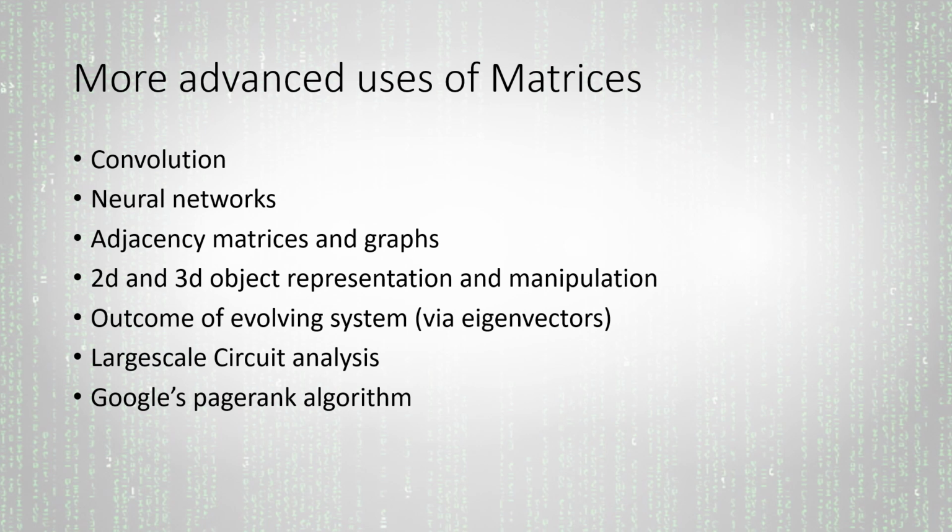Adjacency matrices and graphs, which can be used in social networking and various graphing situations, communication networks, 2D and 3D object representation and manipulation. Matrices can be used to directly manipulate, translate, and rotate objects in the 2D and 3D realm. We can predict the outcome of evolving systems using the matrix operation eigenvectors. We can use matrices for large-scale circuit analysis, which would take countless hours of work by hand, but in a matrix can be done in a matter of seconds. And Google's PageRank algorithm, which you probably use today.